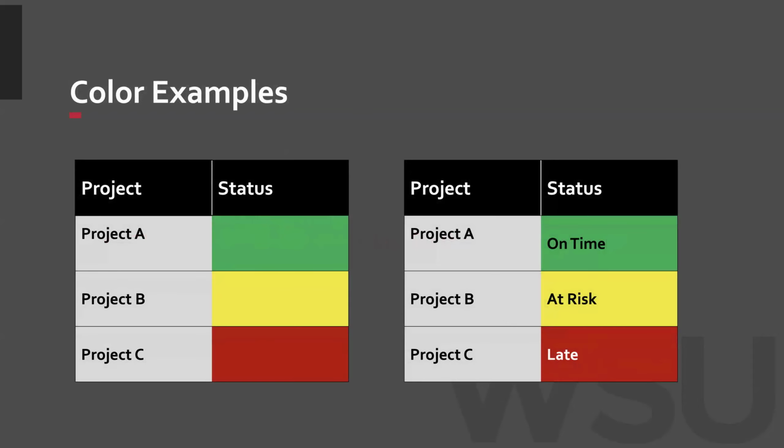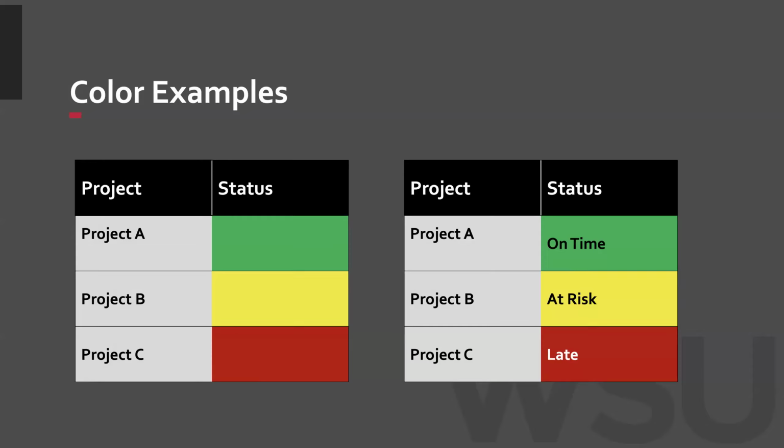So next, I'm going to go over a couple of different color examples. I have two different tables on this slide. One on the left has two columns and four rows. The header row in the first column says project, and the second column header row says status. And then under the project column, we have three different projects listed: Project A, Project B, and Project C.